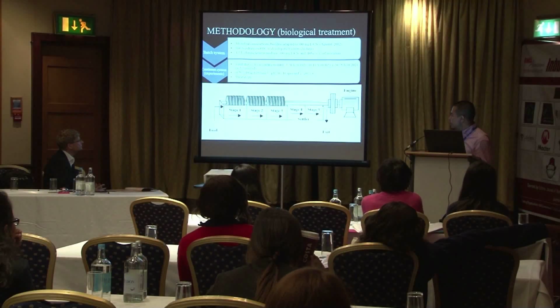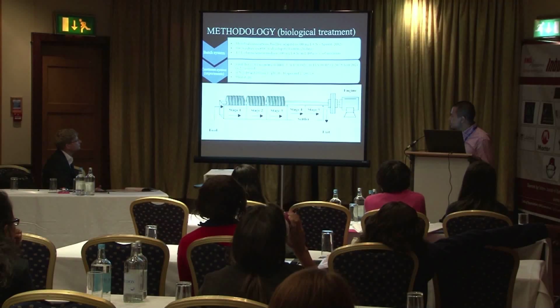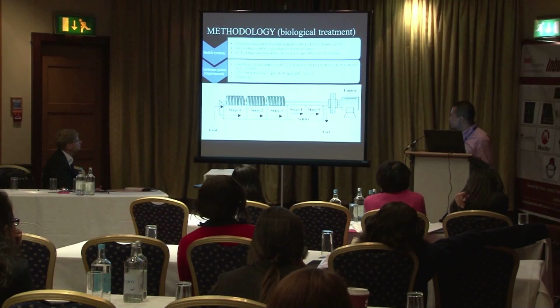So how does the RBC work here? We have the flux coming into the first stage, second, third stage, and then we have a settler in the fourth and fifth stage, and then the effluent comes out.